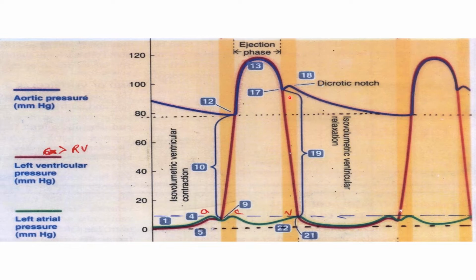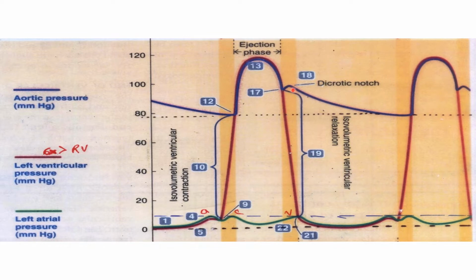Incisura. This is the slight rise in the aortic pressure because of bouncing back of the blood from a closed aortic valve, which is elastic in nature.